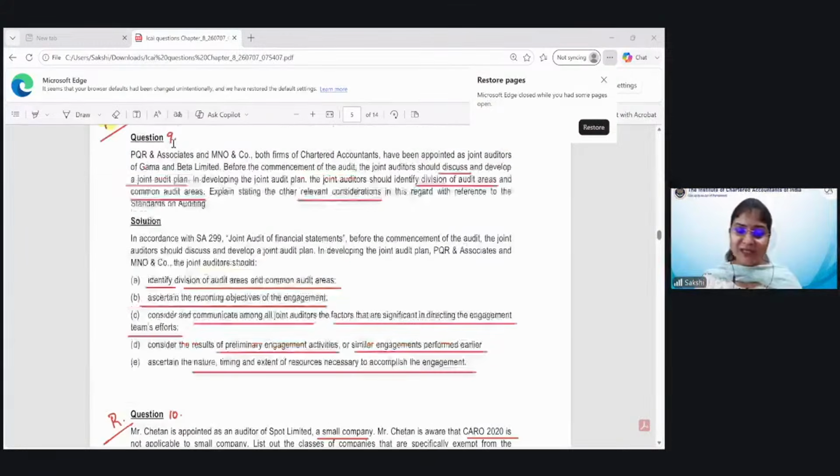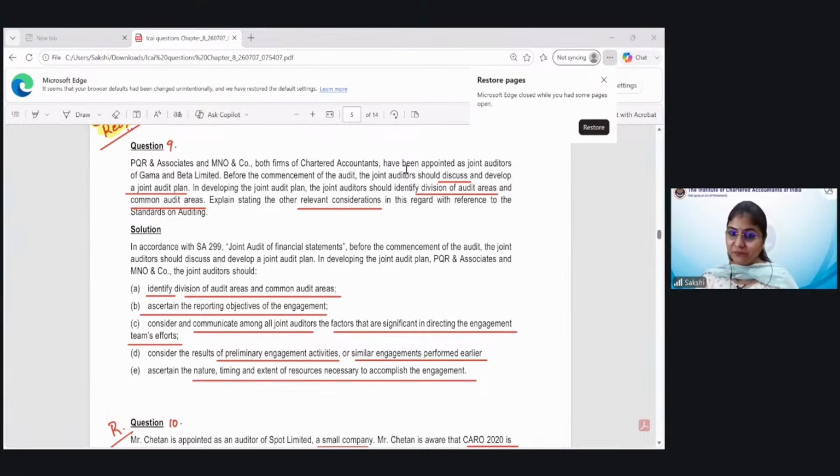Read this question once again. Read this question once again on your own. Okay, read this question once again. There is a difference. You might get confused between the first question that we did for joint audit and this question.